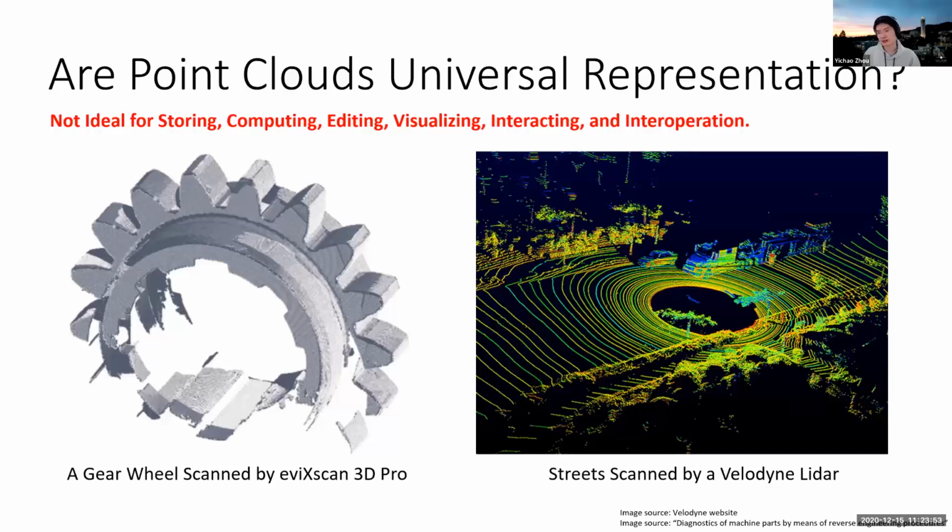On the right-hand side, we show a LiDAR street scan using a commercial Velodyne LiDAR. The problem here is that it is just very hard to determine the semantic information. Actually, up to today, most of the semantic information is still predicted mostly from the image.